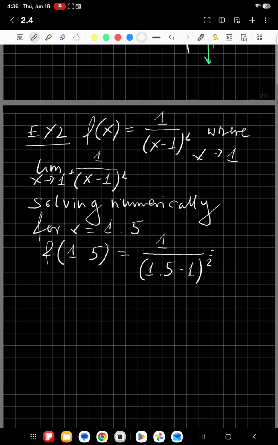So 1.5 minus 1 is 0.5. Now I'm squaring it, so it's going to be 0.25. Let me just double check it. So 0.5 squared, yeah. Now I need to do a reciprocal of that. So 1 over 0.25 gives me 4. So that was pretty close to 1, but not really. So let's do f of 1.1.